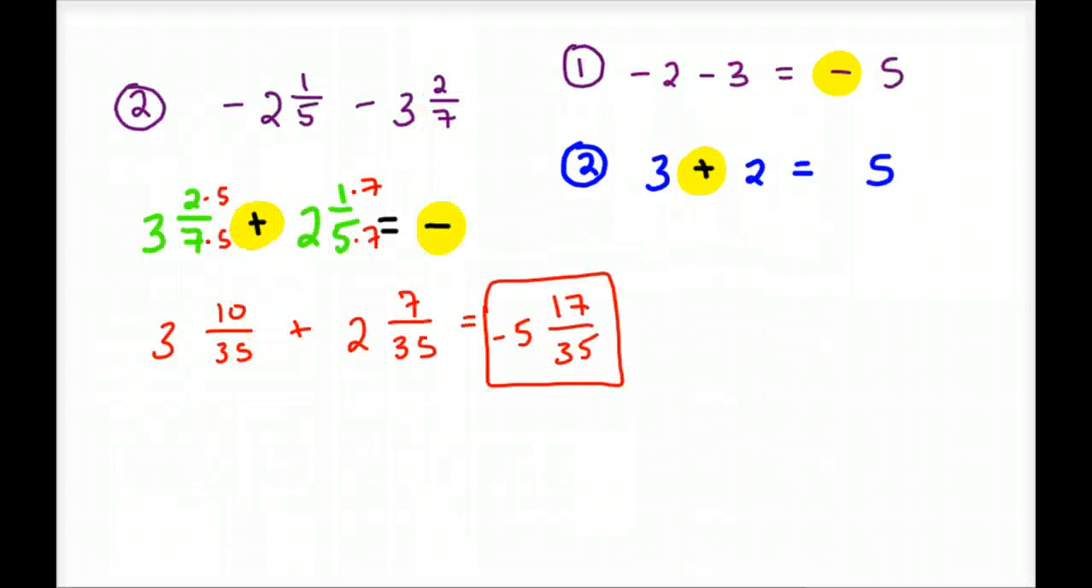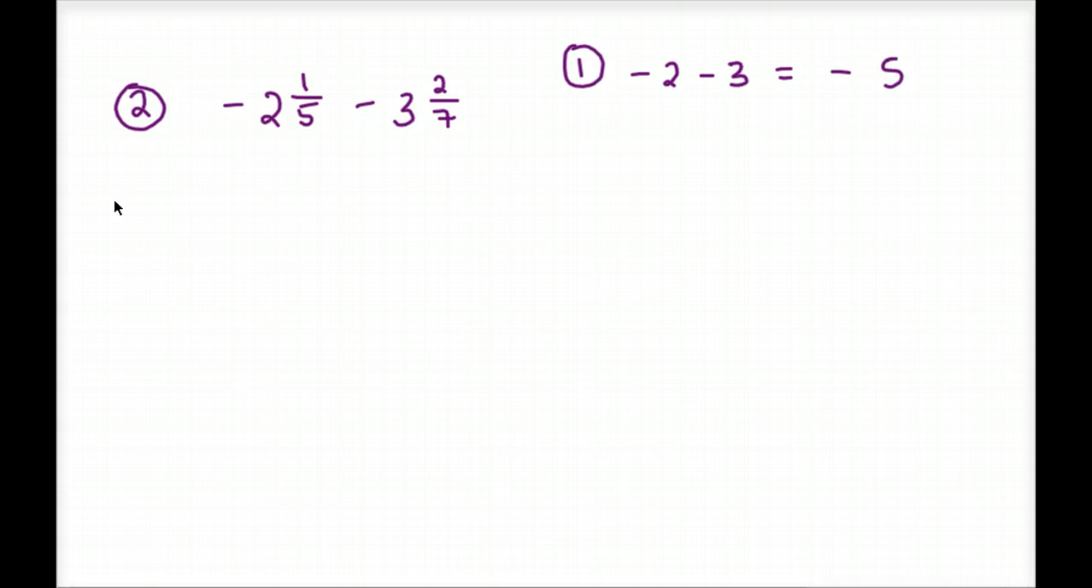Let's take a look at another example. Example number 2. Negative 2 and 1/5 minus 3 and 2/7. Again, I'm just going to write the integers on the sides so I can figure out what my sign will be and what my major operation will be. So negative 2 minus 3, I get an answer of negative 5. So my overall answer to this problem will be negative.